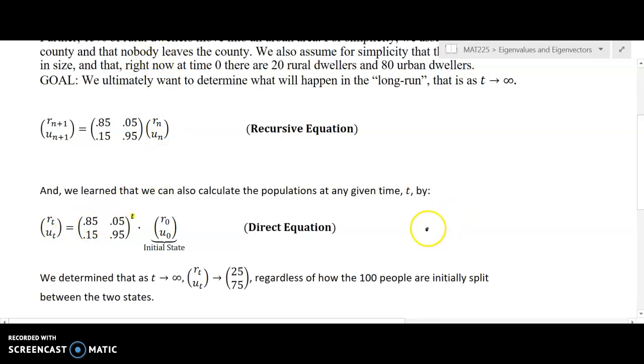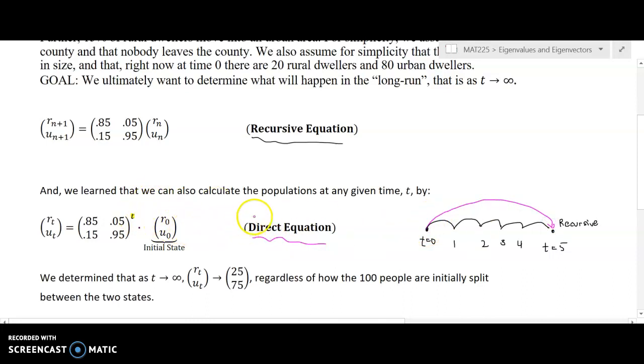So we kind of imagined it like this. If this represents t equals 0, and we wanted to go over here to t equals 5 and say how many people are going to be in the populations, we had to go to time 1, time 2, time 3, time 4, and only then could we get the year 5 population. This is how we would do it if we were using the recursive equation, but we also have this direct equation. And this direct equation basically says, you can go from t equals 0 all the way to t equals 5 by just raising the matrix to the proper power.